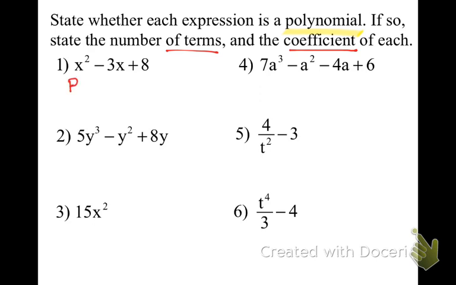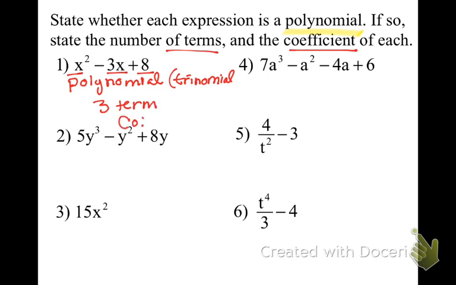So the first one is a polynomial. And in fact, it's a trinomial, though they're not asking that. And there are 1, 2, 3 terms. And the coefficients are, the first one is 1. The second coefficient is -3. And this is called a constant term, so we don't usually talk about 8 as a coefficient.